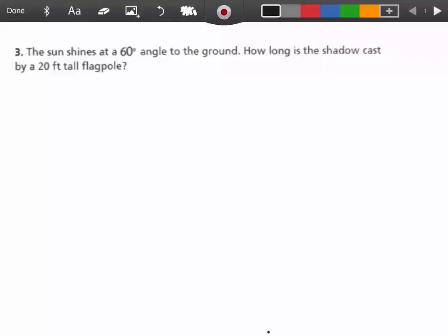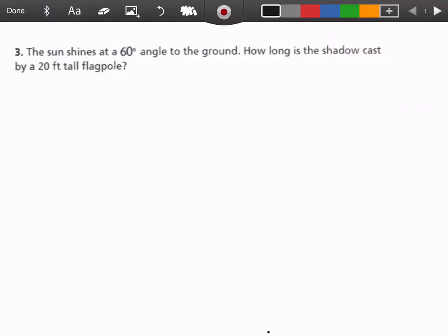A lot of you had questions on this problem, so I figured I would make a video to show you how to do this problem. Again, we are finding a missing side length of a triangle using the trig ratios. So we have the sun shines at a 60-degree angle to the ground.